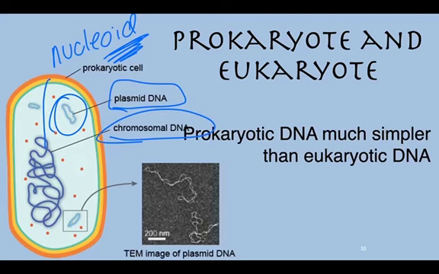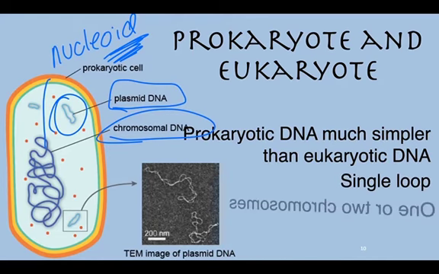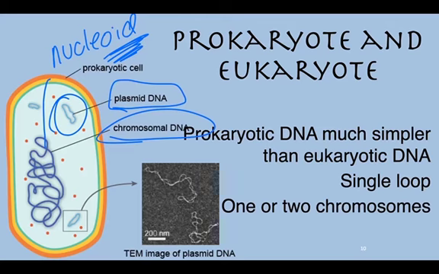Right. So the prokaryotic DNA is much simpler, obviously, than eukaryotic DNA. It's a much smaller molecule. And you can see based on the diagram that it's also circular. It's not stringy like eukaryotic DNA is. It's a single loop. And it might contain one or maybe two chromosomes.